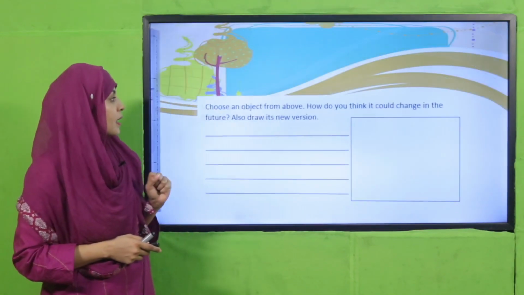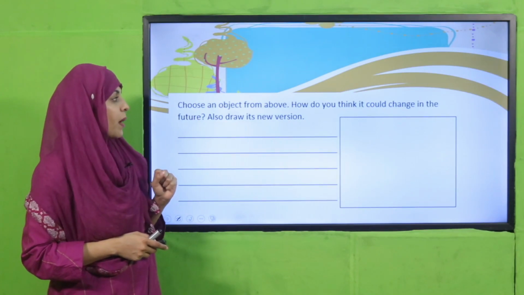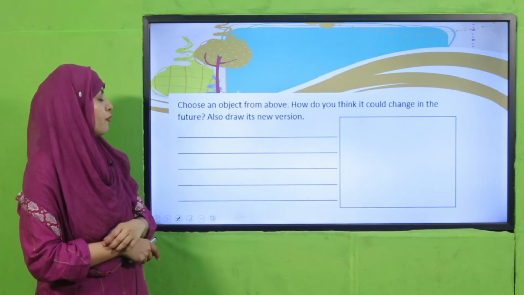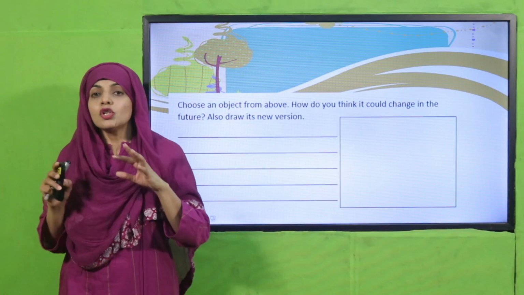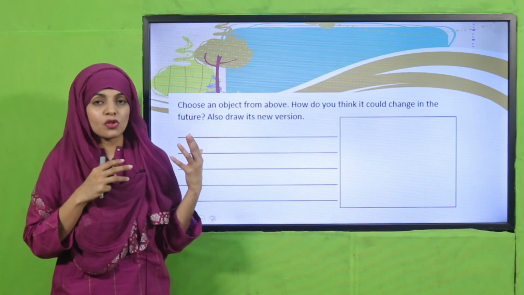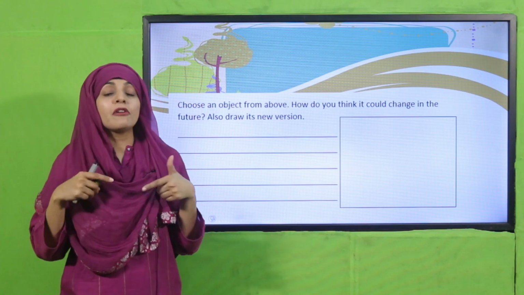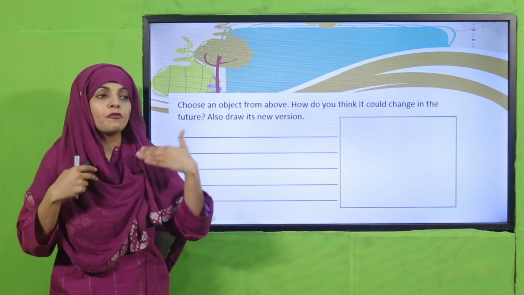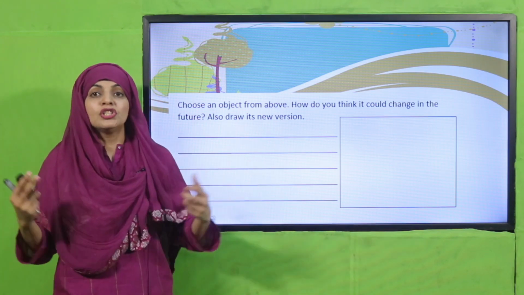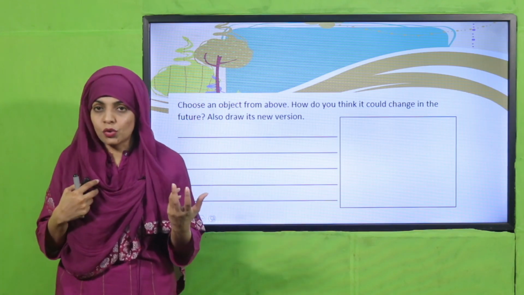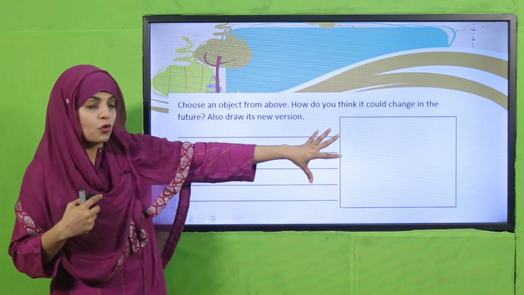So next is choose an object from above. How do you think it could change in the future? Also draw its new version. So my dear students, you have now seen many pictures above. Select any one picture and tell how, in the future, this thing could change or evolve. You also have to draw it here.